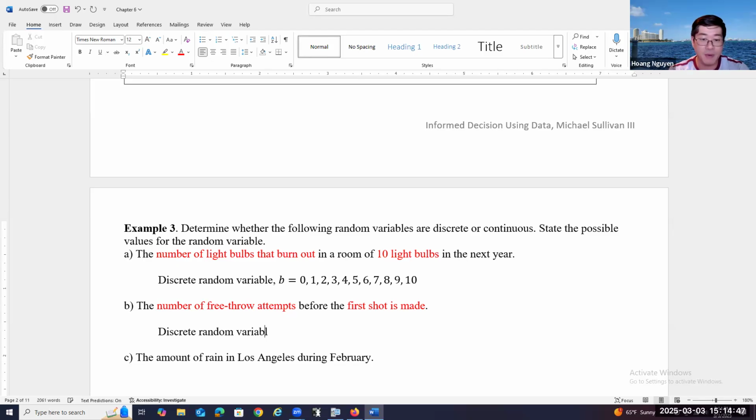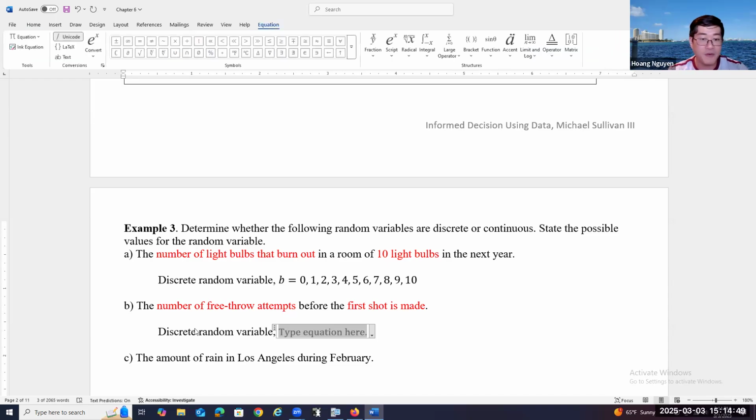The possible values for the number of attempts, I can use the variable A. So A could be 1, 2, 3, 4, 5, and then dot, dot, dot, because I'm not going to know where it's going to stop. So that's going to be countable. This is a discrete random variable, and the values are countable, right?